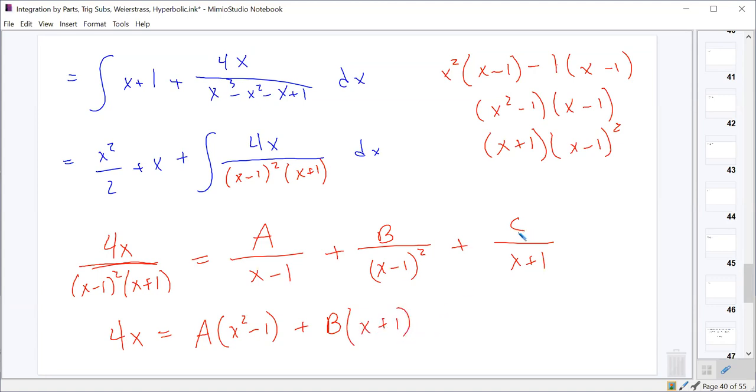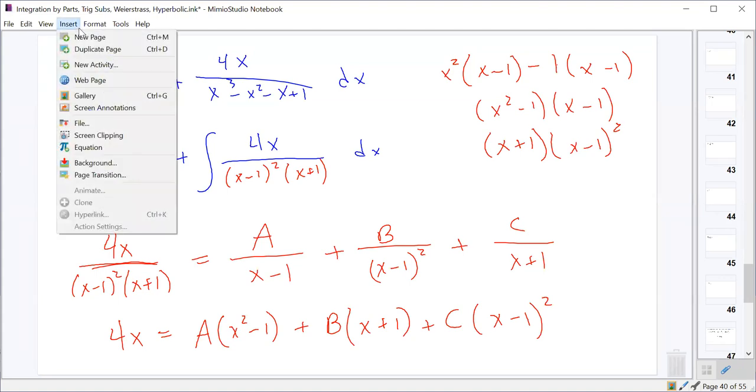And c needs to be multiplied by x minus 1 squared. Everybody agree with that? Indeed. Okay. Cool. And probably need a new page to do all of this written out here.